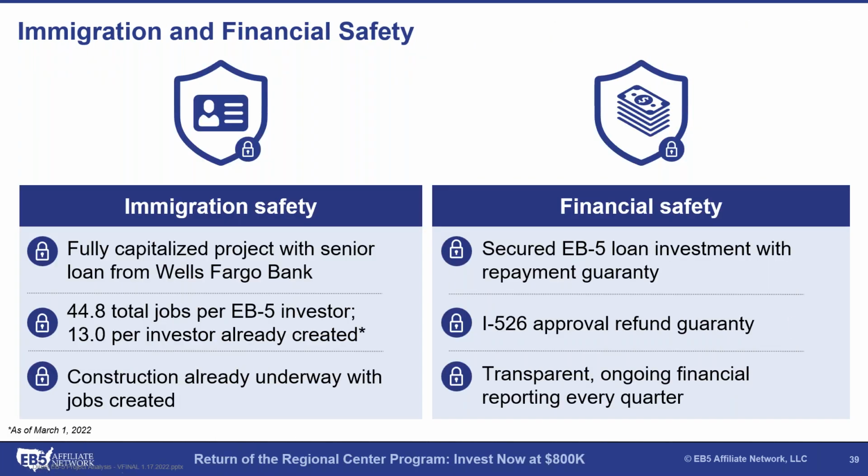And going back to those two key factors that we like to look at, the immigration and the financial safety. On the immigration side, all the jobs are already created. The phase 1 already has an exemplar approval, and this project is fully capitalized, so it's being completed. And on the financial side, we've partnered with the Coulter Group on this project. They've done almost $20 billion of real estate development. They've never defaulted on a loan. And we have transparent reporting on this project every quarter to our EB-5 investors.